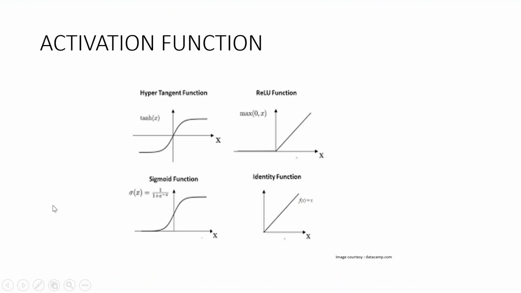Dhanesh here. Activation function decides whether a neuron should be activated or not by calculating weighted sum and further adding bias with it. The purpose of the activation function is to introduce nonlinearity into the output of a neuron.